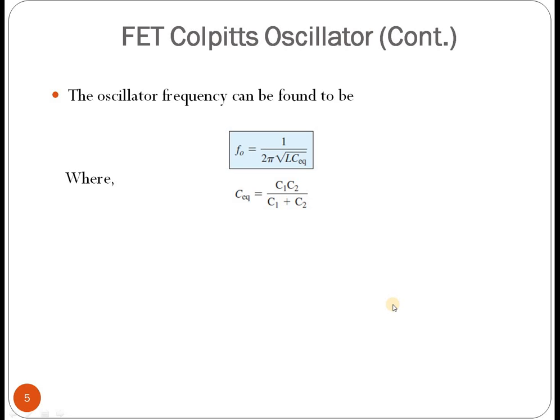For FET Colpitts oscillator, the oscillator frequency can be found from this equation: F0 equals 1 divided by 2 pi root LC equivalent. So we need the capacitor and the inductor values. C equivalent equals C1 C2 divided by C1 plus C2, the combination of C1 and C2 capacitors. We need to know the equivalent capacitance, and that value can be used to find the oscillator frequency, because for all kinds of oscillators we need to know the oscillator frequency. That is the most important thing: with which frequency we can generate the signal.